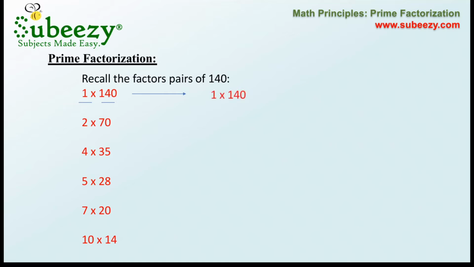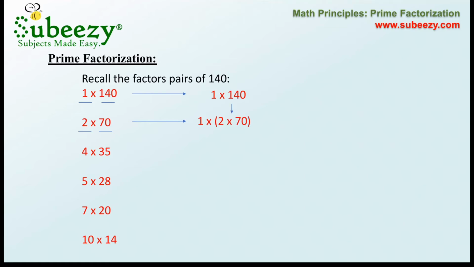When we multiply together 1 and 140, we get 140. The goal of prime factorization is to take this first factor pair, 1 times the number, and break it down into just prime numbers. So we have 1 times 140. Let's break down 140. 140 is equivalent to 2 times 70. So we can take 2 times 70 and plug that in for 140.